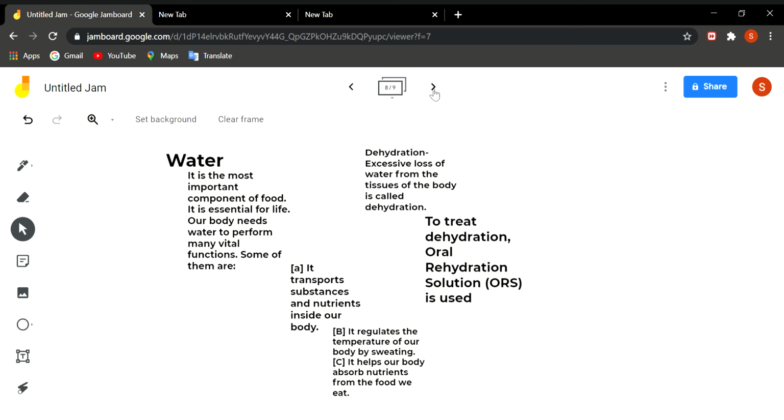Most of the water needed by our body comes from plain drinking water and beverages like tea, coffee. We also get water from most food items we eat, like fruits and vegetables.